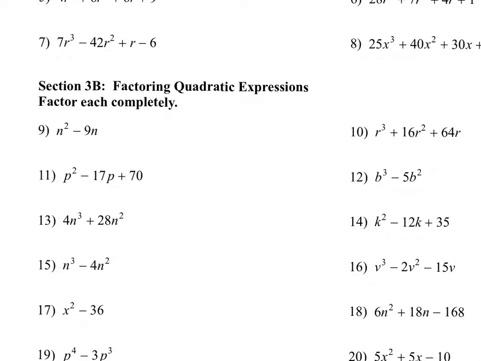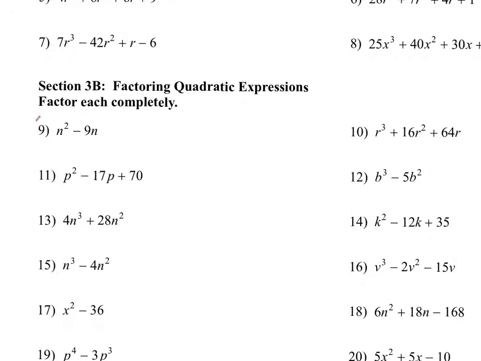Next one we're going to look at is number 9, and in section 3b here, factor each completely. So the first thing you always want to check for when you're asked to factor completely is, can you take a common factor out of all the terms? Whether you're starting with 2 terms or 3 terms, doesn't really matter.